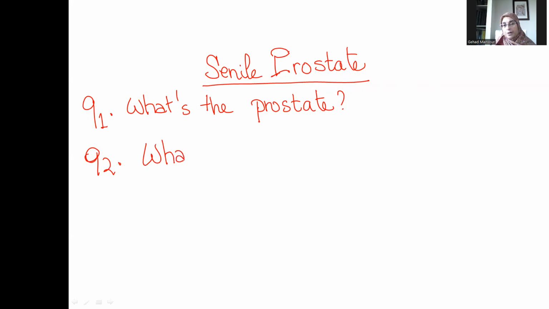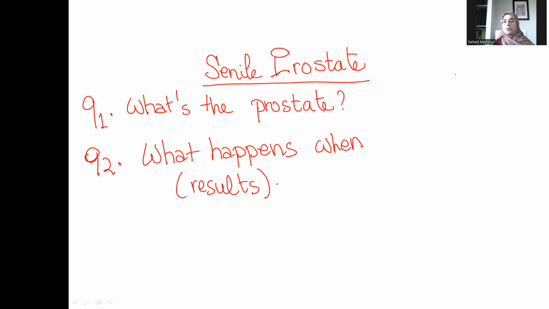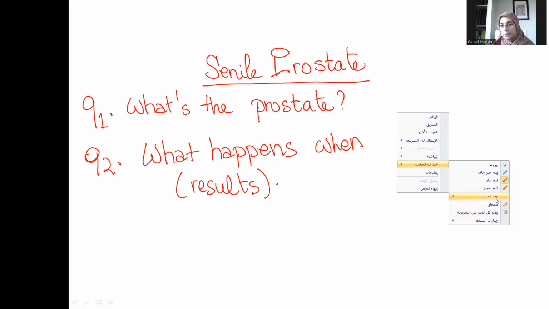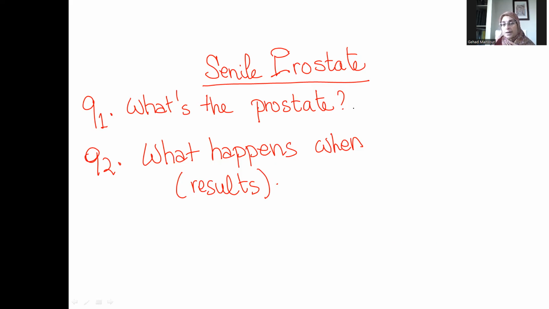And then the second question might be, what happens when? Of course, when we talk about what happens when, then we are talking about the results or the consequences of the enlargement of the prostate. So the prostate, first of all, is a gland, and that gland has secretions that nourish the sperm. So it is a gland that essentially nourishes the sperms.